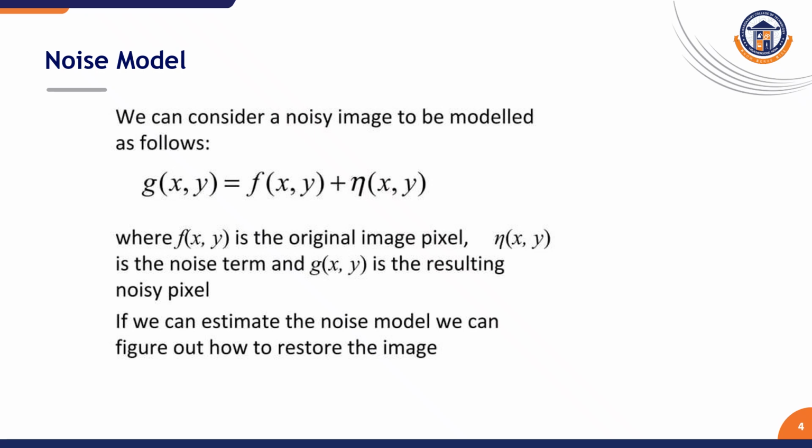The noise model. The expression for the noise model is given here. g of x, y is the image, equal to f of x comma y plus eta of x comma y. Here f of x comma y is the original image pixel and eta of x comma y is the noise term, and the resultant noisy pixel is g of x comma y. If we can estimate the noise model, we can figure out how to restore the image.